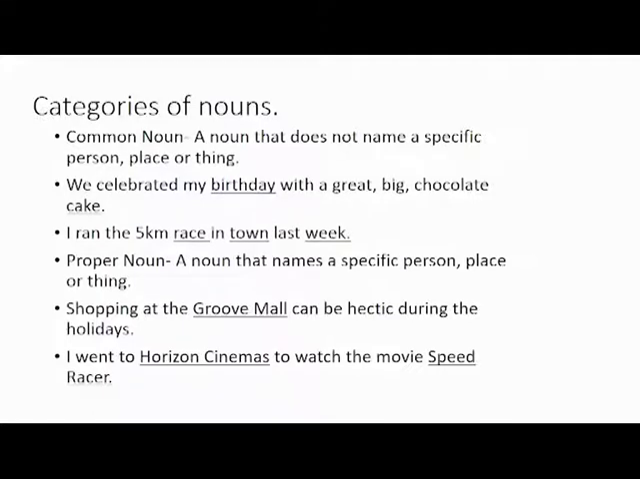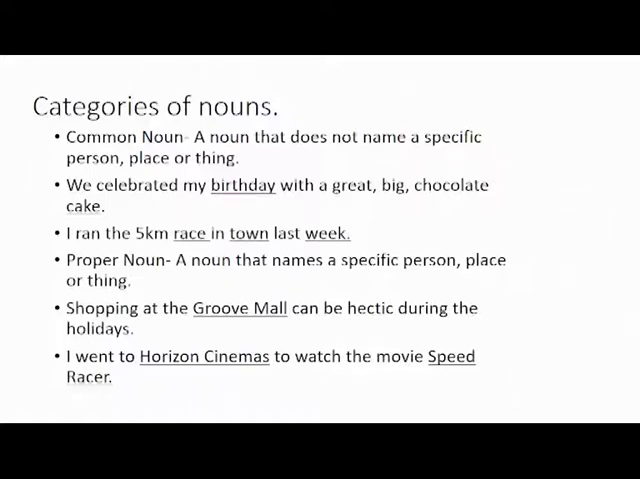So we have different categories of noun. We have a common noun, which is a noun that does not name a specific person, place, or thing. For instance, we celebrate my birthday with a great big chocolate cake. In this sentence, our common nouns are birthday and cake. I ran the 5-kilometer race in town last week. In this sentence, our common nouns are race, town, and last week.